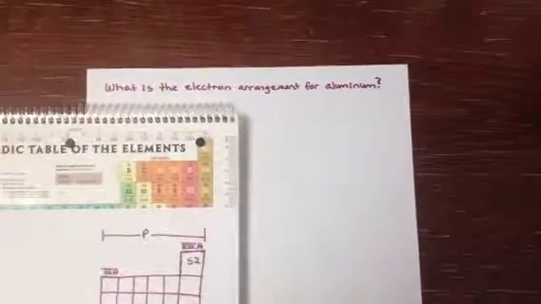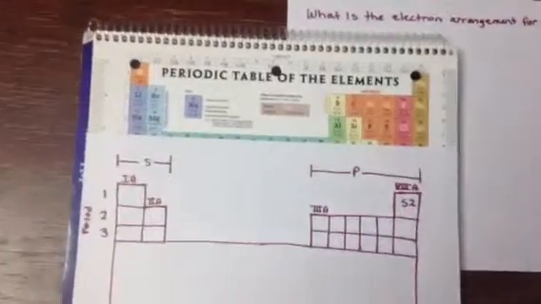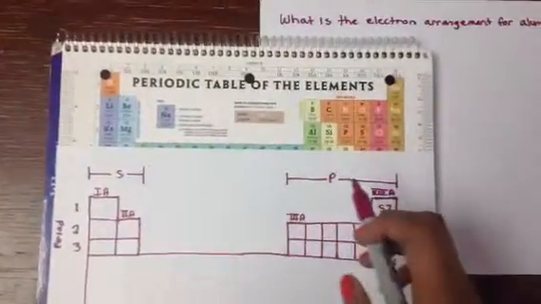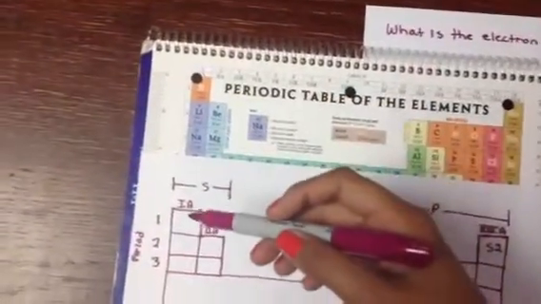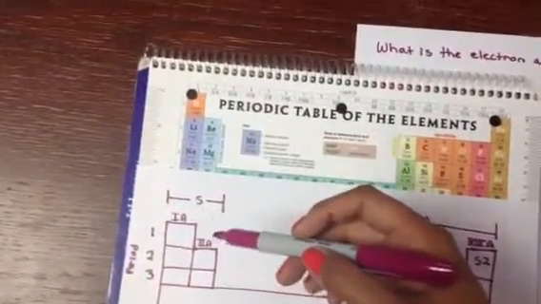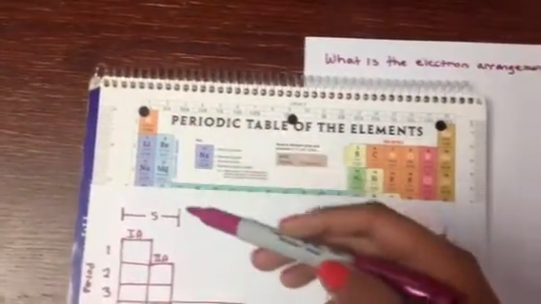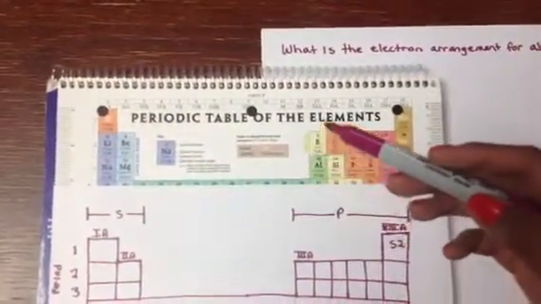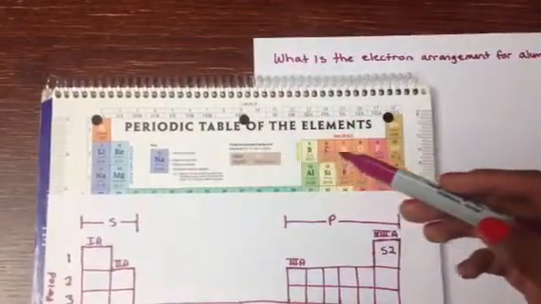What is the electron arrangement for aluminum? For the purpose of this question, we need to understand the s and the p orbitals of the periodic table. So the s orbitals contain groups 1A and 2A. For the p orbitals, it contains groups 3A through 8A, which is all of these right here.